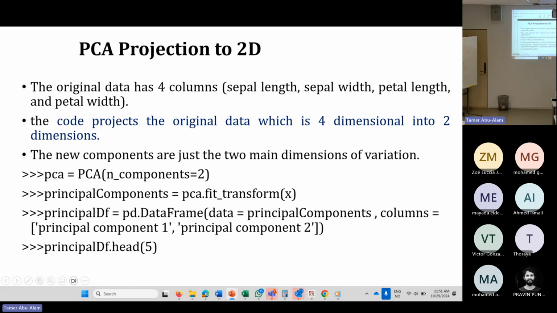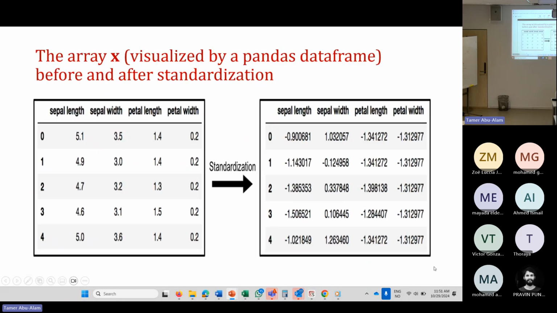And then principal component, PCA fit_transform. So now they try to fit the data that they got. This is X. They apply the PCA to the X, and this is our X.